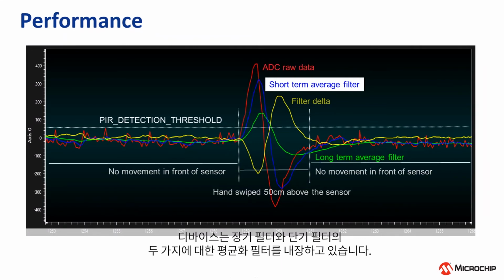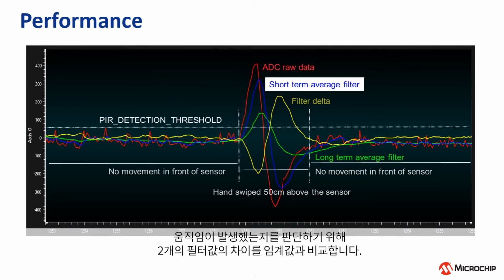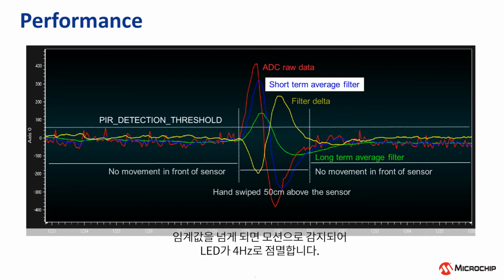There are 2 averaging filters on the device: a long-term filter and a short-term filter. To determine if motion occurred, the difference in value between the filters is compared to a threshold level. If the threshold is exceeded, motion is detected and an LED flashes at 4 Hz.